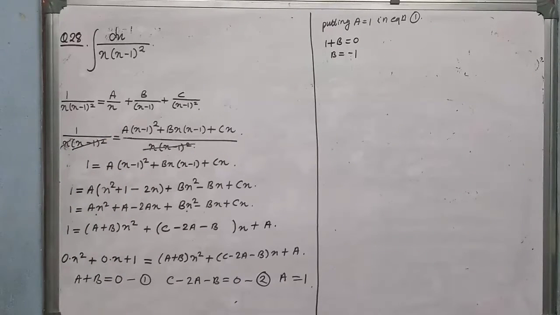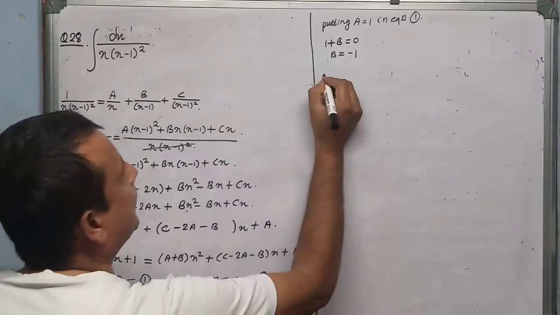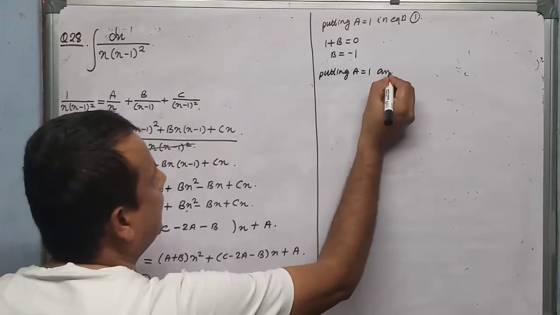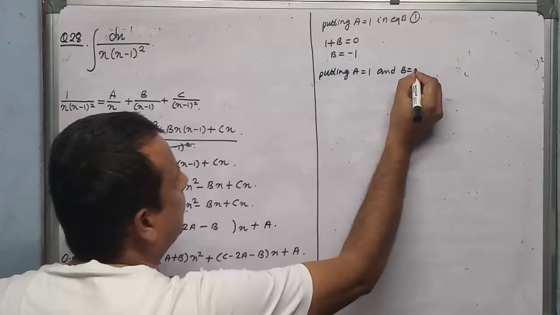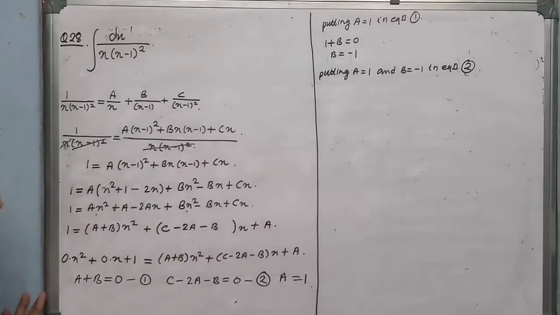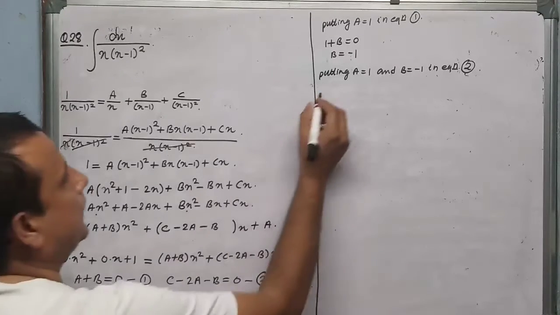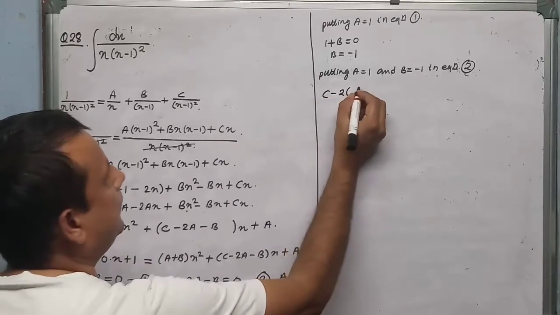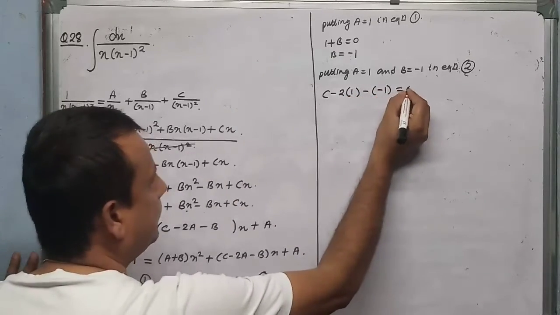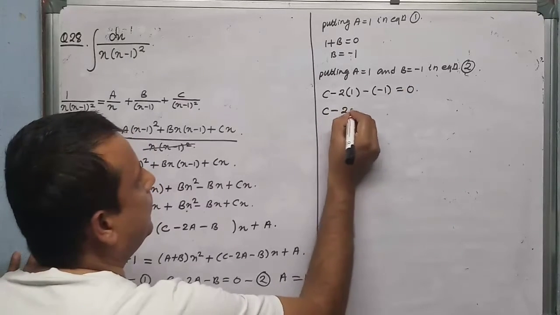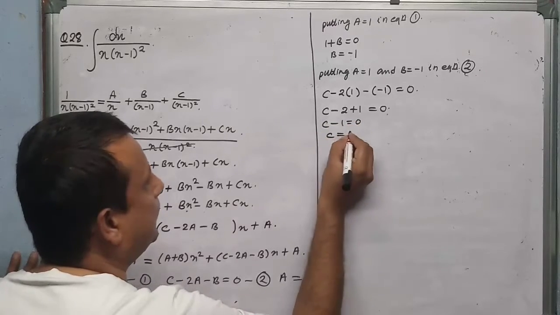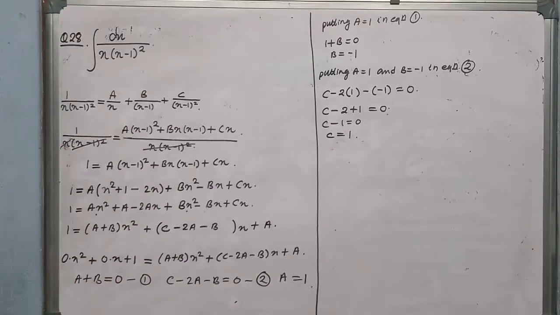Now after getting a and b, I'll substitute the values of a and b, putting a equals to 1 and b equals to minus 1 in equation 2, so that we can calculate the value of c. Over here, c minus 2 into a, which is 1, minus b, which is minus 1, equals to 0. Minus 2 plus 1 equals to 0. Then this is c minus 1 equals to 0. Then the value of c is 1. Now all the values of a, b, c are with us.